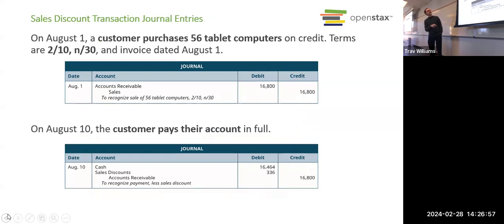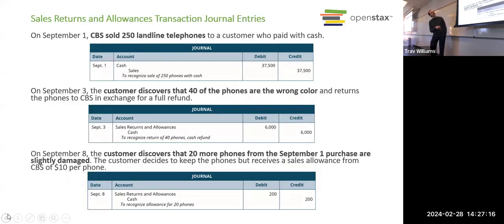Here we have a credit sale. So debit to accounts receivable, credit to sales. The customer does get a discount. Again, notice the account names here are exactly the same as they would be under perpetual. Okay, so sales discounts are no different between the two methods. Here, we make a sale for cash, okay.